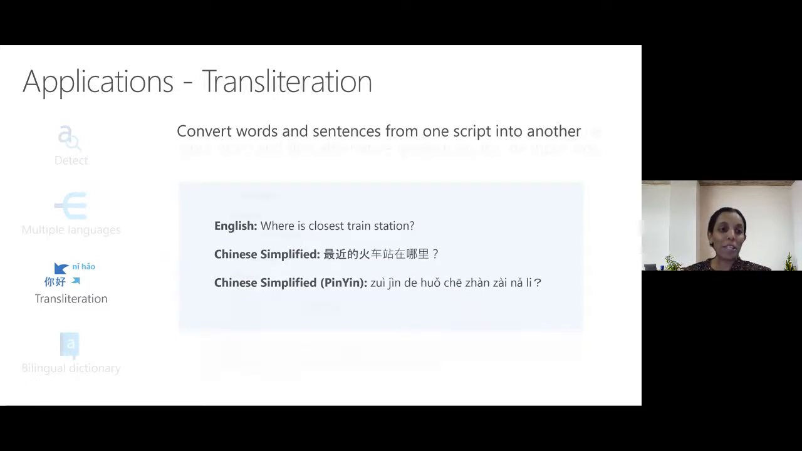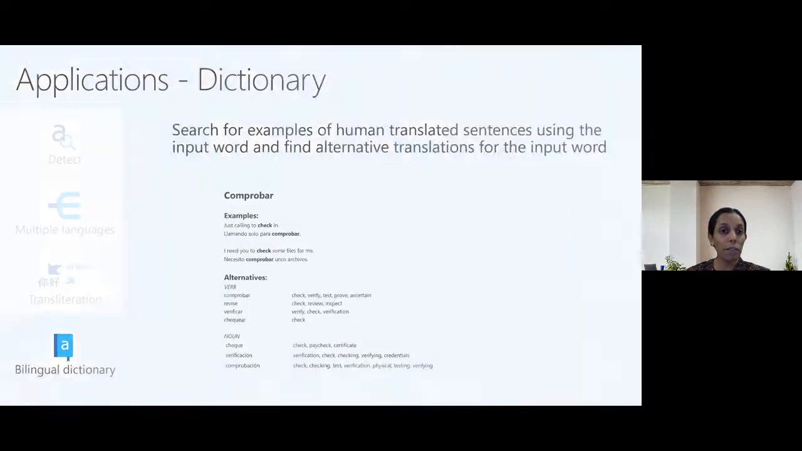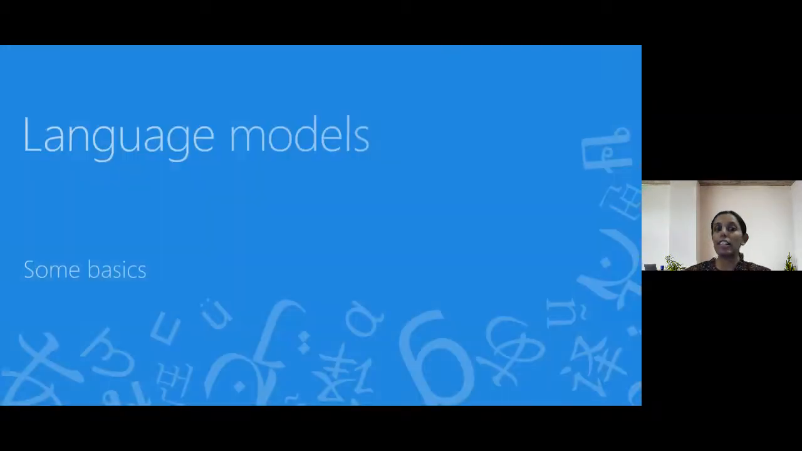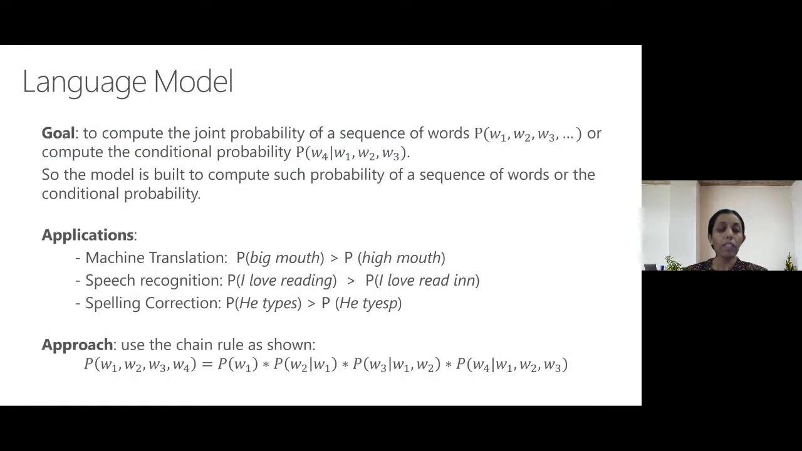And so if I'm going on a visit to China and I need to say something, I can use this transliteration option. Obviously, you have the bilingual dictionary where you can search for examples of human translated sentences using the input word and find alternate translations for the input word. Okay, so these are some of the applications of machine translation. And now let's get into the theoretical piece. So this is just some basics. It's no way comprehensive, and there are links to academic papers throughout where you can read if you're interested.